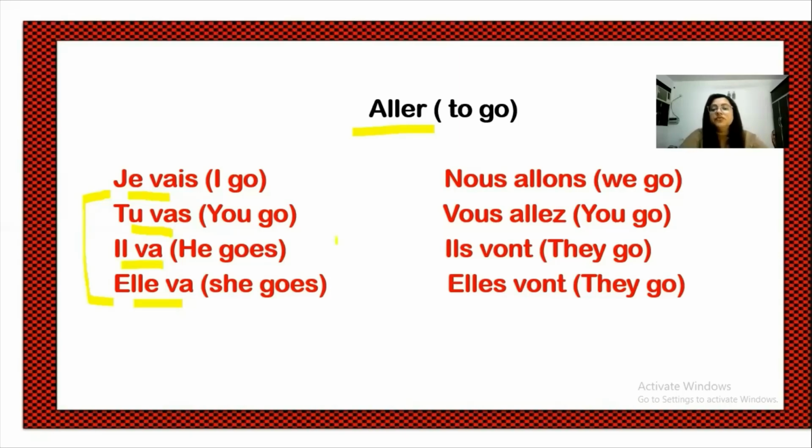Same. Nous allons. Be careful with the liaison here. You do not have to say nous allons without the liaison. No, c'est incorrect. Vous allez dire nous allons. Vous allez. Ils vont. Et elles vont. Great. It was super simple, isn't it?